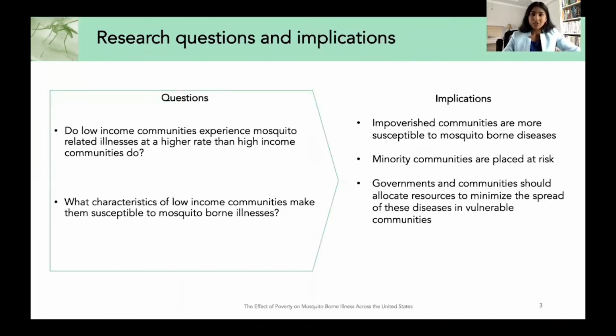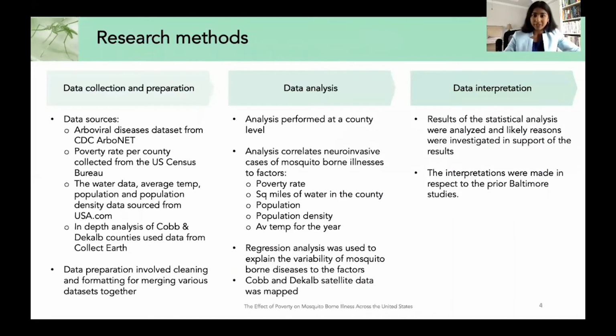My first research question was whether or not mosquitoes do inhabit areas of poverty, and if so, I wanted to understand why. This research does have large implications because if impoverished communities are more at risk to mosquito-borne diseases, this places minority communities at an increased risk, and this also dictates how governments and communities should allocate resources to minimize the spread to vulnerable communities.